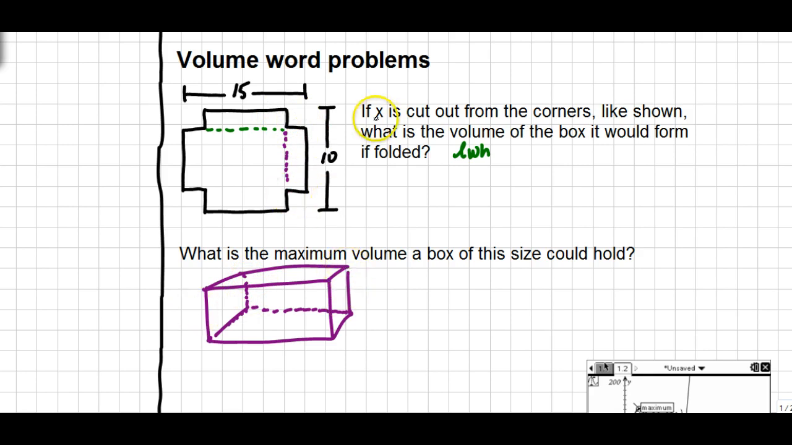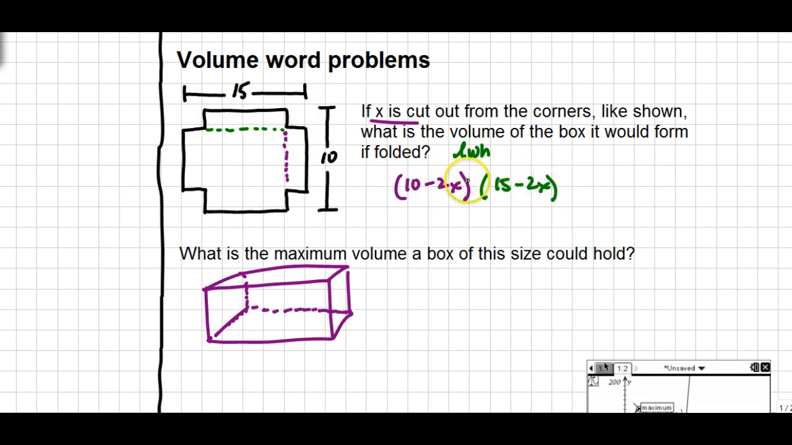So if we talk about x being the amount that's cut, then if we look at the dimensions, the vertical length here from top to bottom is supposed to be 10, but I cut an x off the bottom and I cut an x off the top. So that dimension on the side here is going to be 10 minus those two x's. So we took away an x from either side. We do the same thing with the other dimension. It was 15, but we took an x off of both ends.